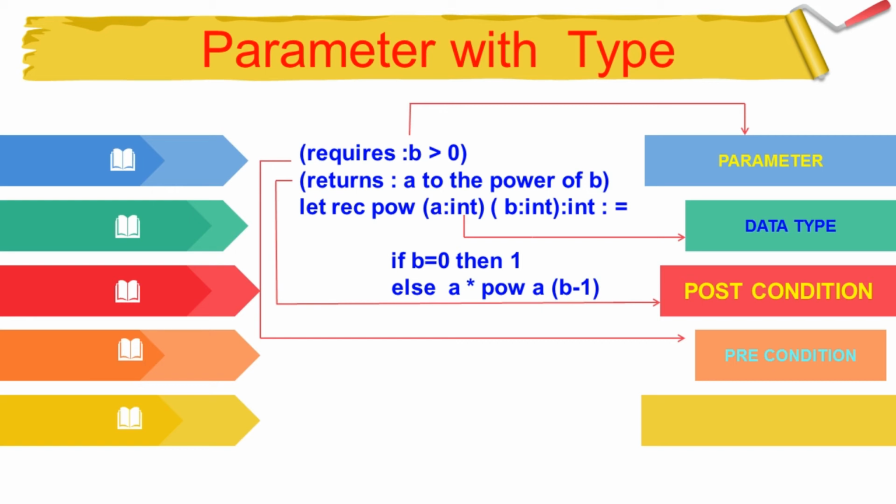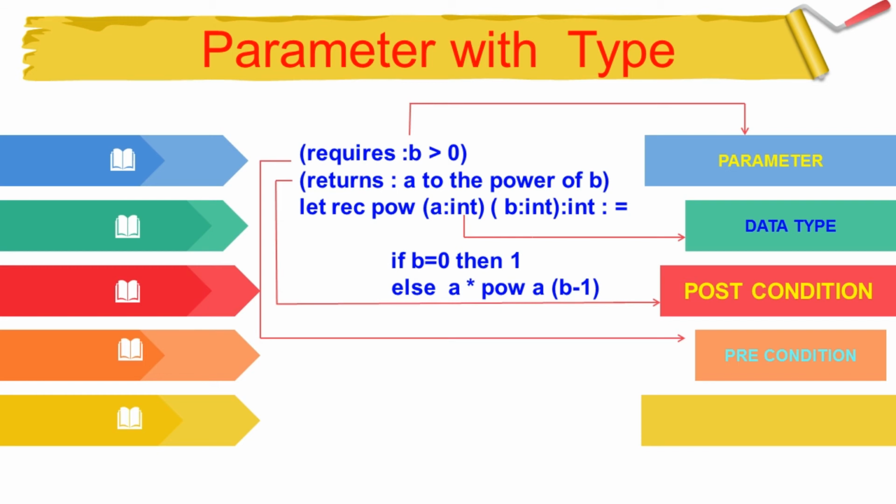Let rec power of a int, b int. So here int is nothing but the data type. So the value that the user is going to enter must be of integer type. If b equal to 0 then 1, else a asterisk power of a, b minus 1. So here the parentheses around a and b are mandatory. Here we are going to leave out some annotations because it is simpler for the compiler.